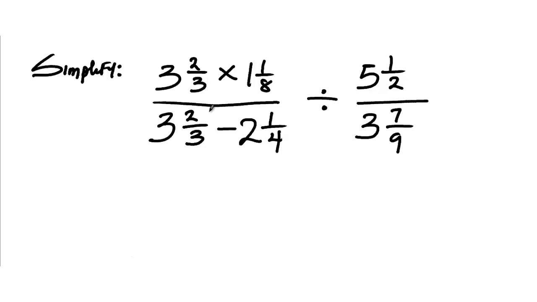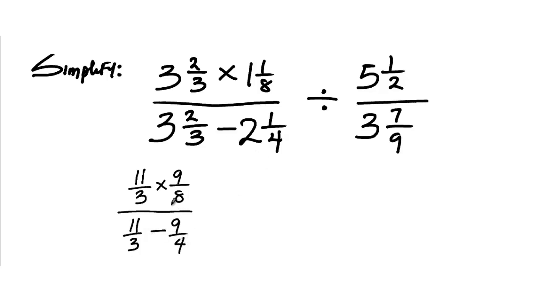So the first thing we need to do is turn all the mixed fractions here into their improper fraction equivalents. Let's start with the numerator here. 3 times 3 is 9. 9 plus 2, that is 11. So we have 11 over 3, then times 8 times 1, 8 plus 1, 9. That's 9 over 8. Then divided by 3 times 3, that is 9. 9 plus 2, that is 11 over what? 3 minus 4 times 2, 8 plus 1.